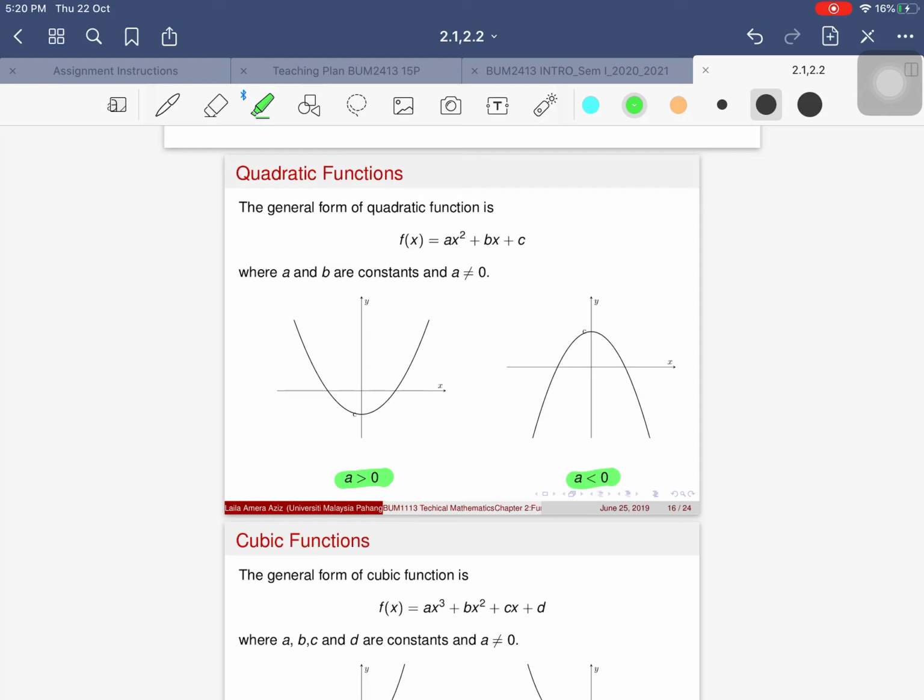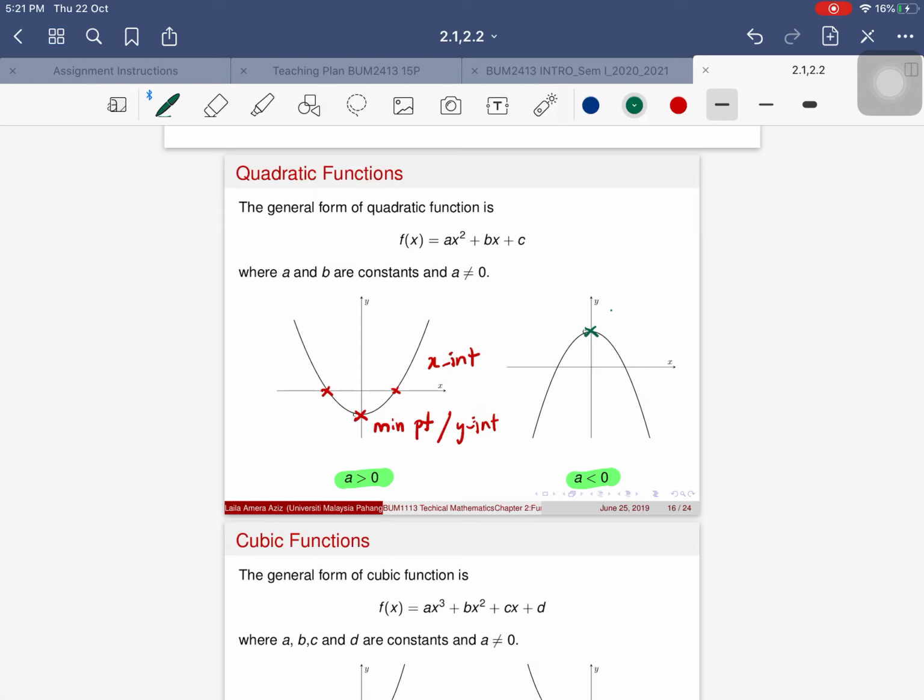Okay, and the important features when you want to sketch a quadratic graph, what should you have? When a is greater than 0, you should have a minimum point. So you have to calculate where the minimum point is, then only you can sketch this. You also need to find the x-intercept and whether there is any y-intercept. If there is a y-intercept, then you should put it in. If there is no y-intercept, then no need to. And for this case, the minimum point is the same as the y-intercept, only for this particular case. That is not always the case.